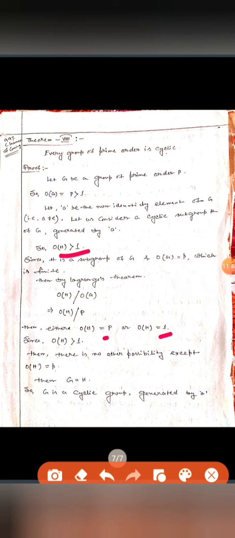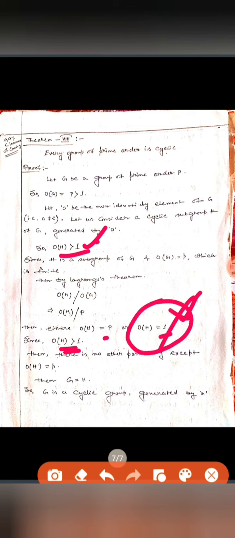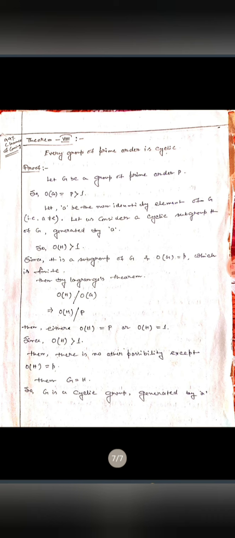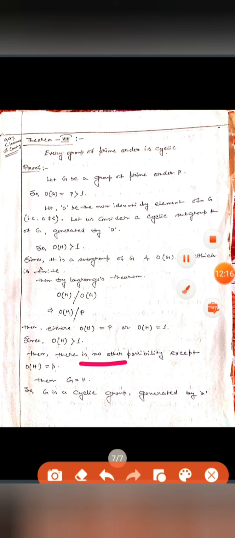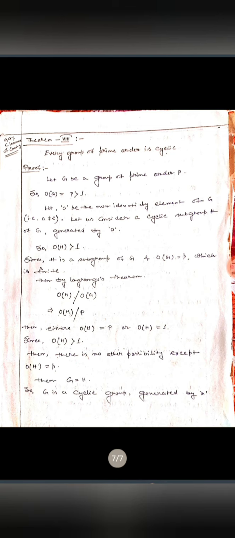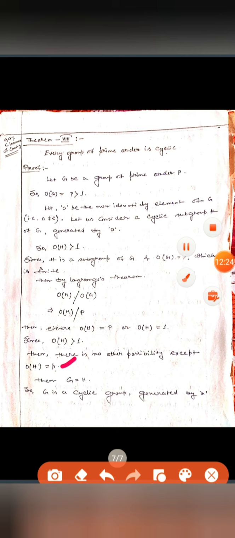So we can write the order of H equals P or the order of H equals 1. Now we have already written that the order of H is greater than 1. So the order of H cannot be equal to 1. It is not possible, as the order of H is greater than 1. So there is no other option, and the order of H is equal to P. That is the only possibility we have.